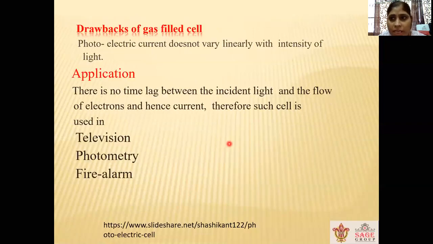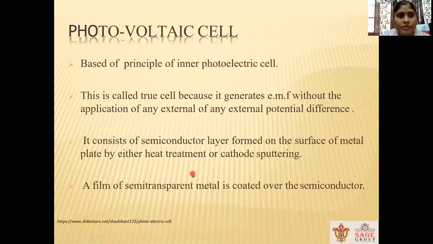The drawback of the gas-filled cell is that the photoelectric current does not vary linearly with the intensity of the light. There are many applications; the prominent ones are television, photometry, and fire alarms.